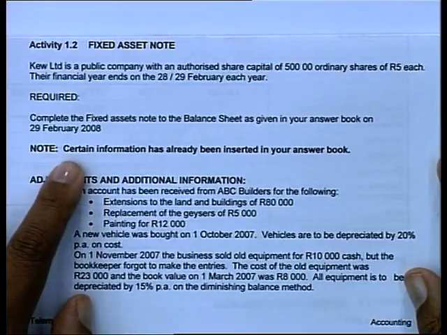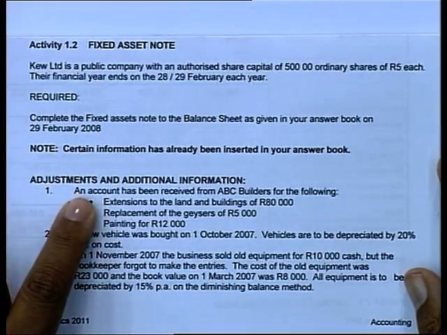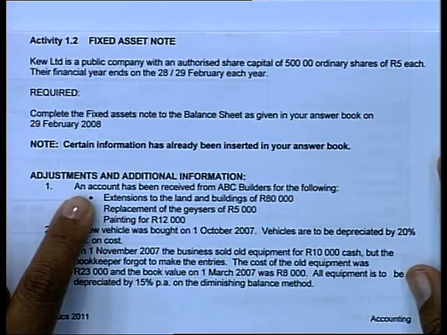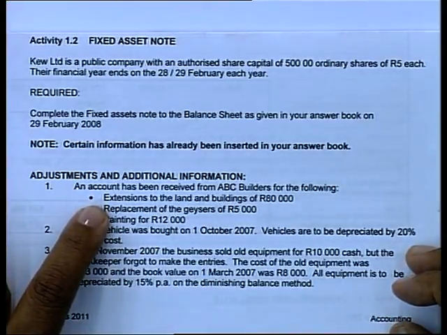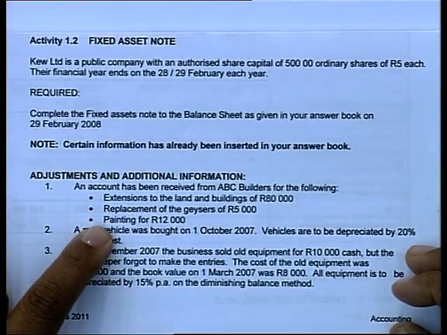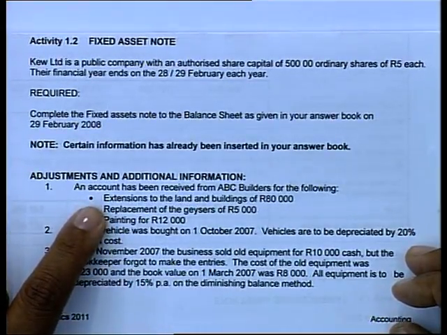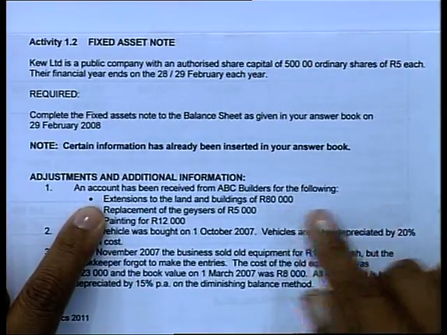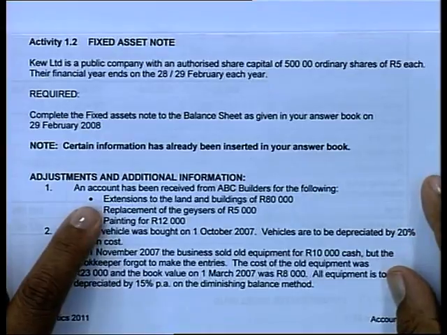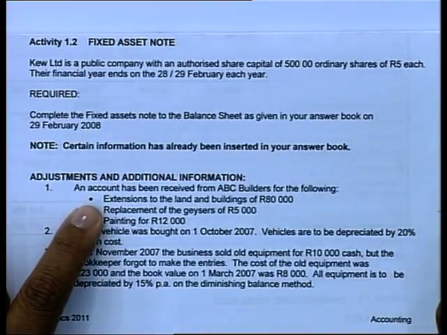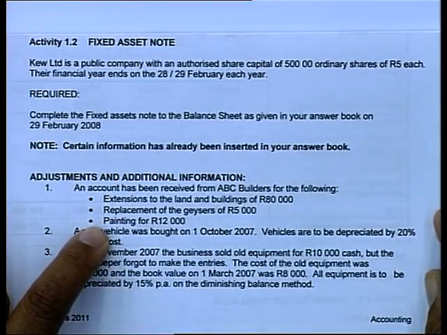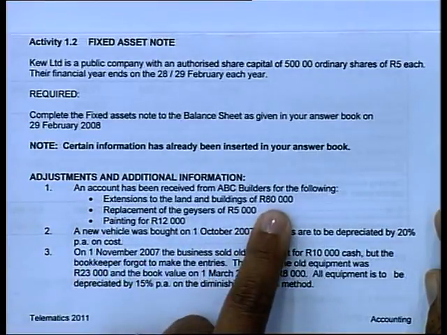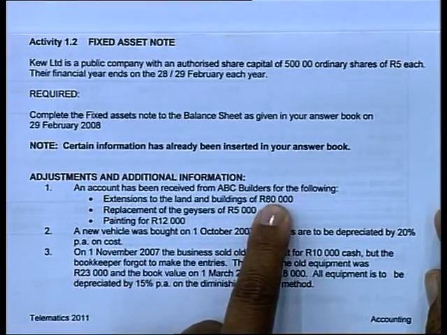Now let's look at the information quickly. It says an account was received from ABC Builders for the following. I'm reading under additional information. An account was received for the following: extensions to land and building, replacement of the geyser, and painting. Learners, you must know that we only add the 80,000 because that adds value to the land and buildings. We only enter what adds value. The replacement of the geyser will go under maintenance, and so will the painting. So we're only going to put the 80,000 in because that adds value to the land and buildings.